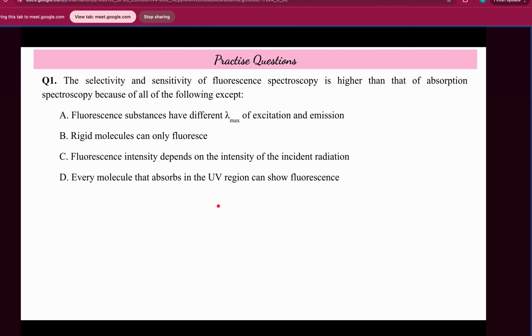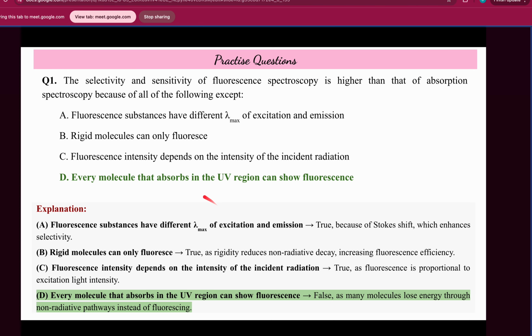Okay, now let's see what is the right answer. So the right answer is option D, that is, every molecule that absorbs in UV region can show fluorescence. Option A says that the fluorescent substances have different lambda max of excitation and emission. This is true because we have seen that in the case of Stokes shift, which enhances the specific selectivity, because the lambda values of excitation and emission vary.